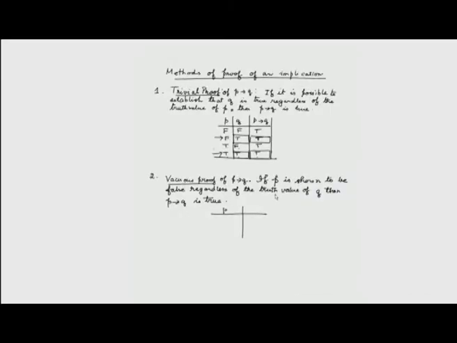We see this if we again look at the truth table of P implies Q. We see that this portion of the truth table says that P implies Q is true if P is fixed to F, that is, P is false whatever be the values of Q. Next we move on to direct proof of P implies Q.